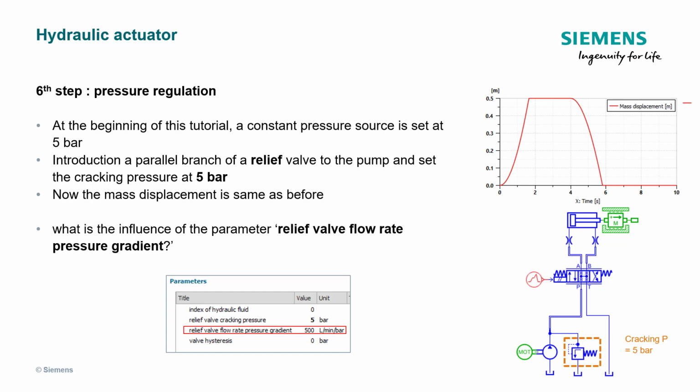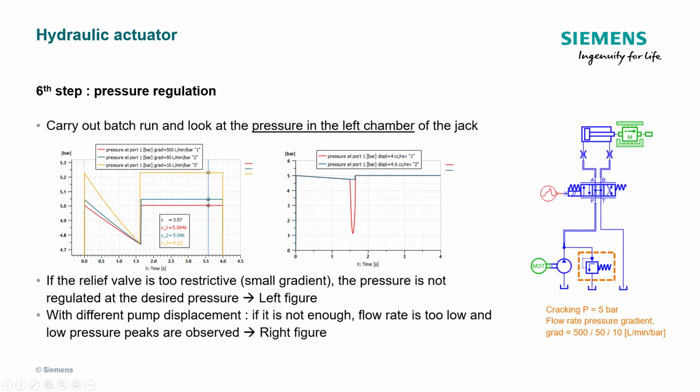Except for cracking pressure, there is another parameter called relief valve flow rate pressure gradient. What's the meaning of this parameter and how will it impact the valve behavior? We can first set a batch run with different values of this gradient. From the left figure, we see 3 different gradient values: 5, 50 and 500 liters per minute per bar. The pressure in the left chamber is maintained at different levels, and only the red curve, corresponding to 500 liters per minute per bar, is the closest to 5 bar.